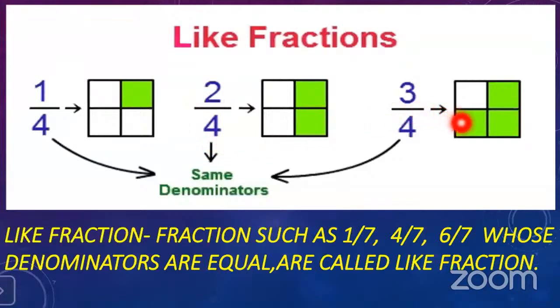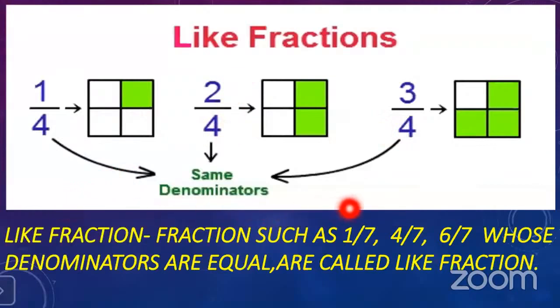Here also the same figure is divided into 4 equal parts, 3/4. Now look at here, you will see that the denominators of all 3 fractions are the same. Denominators are same. So this is the example of like fractions. When the fractions have equal or same denominators, at that time we call such types of fractions like fractions.